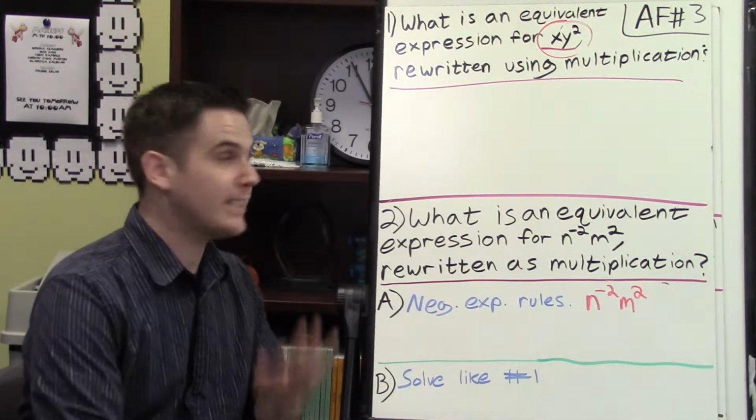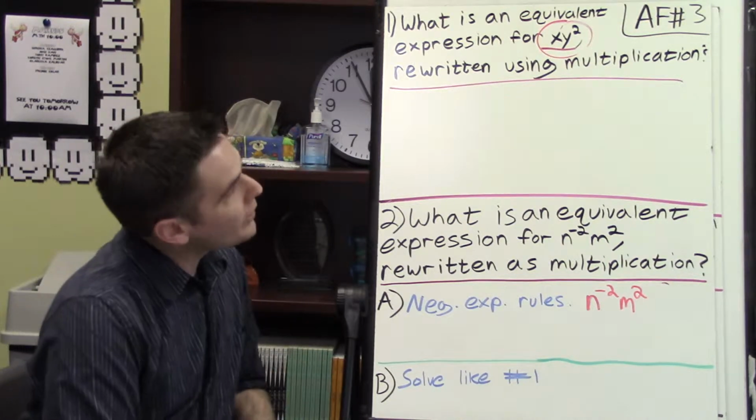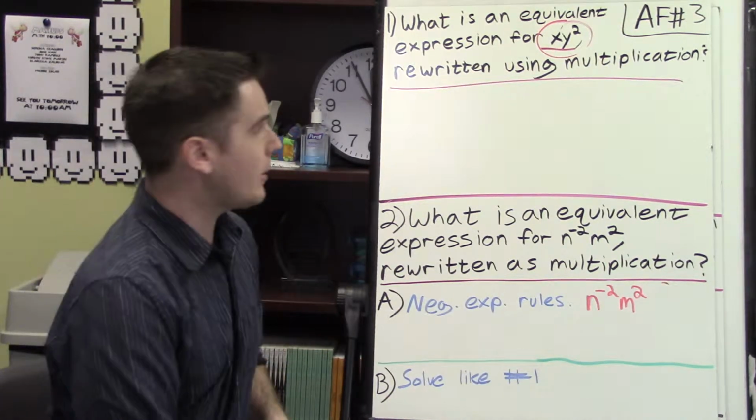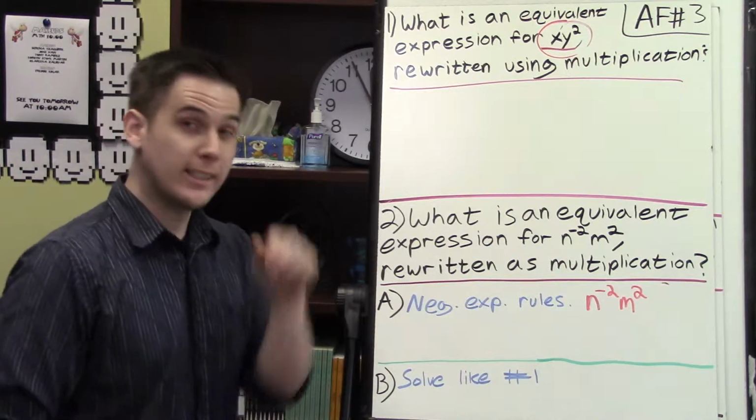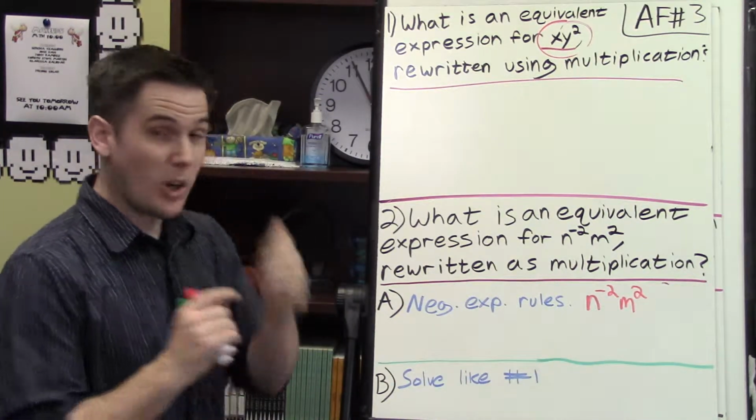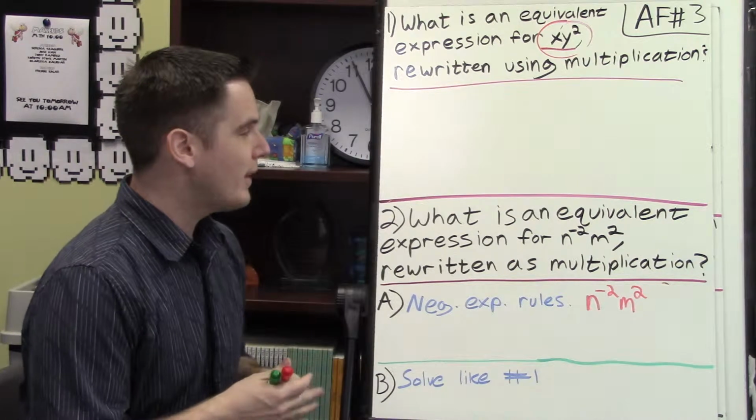This is actually pretty easy stuff. What is the equivalent expression for x times y to the second power rewritten using multiplication? Oh, this is so easy. So easy it's almost hard to explain.